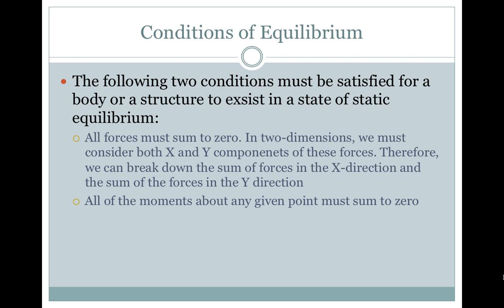Conditions of equilibrium. The following two conditions must be satisfied for a body or a structure to exist in a state of static equilibrium. All forces must sum to zero. In two dimensions, we must consider both x and y components of these forces. Therefore, we can break down the sum of forces in the x direction and the sum of forces in the y direction. All the moments about any given point must sum to zero.